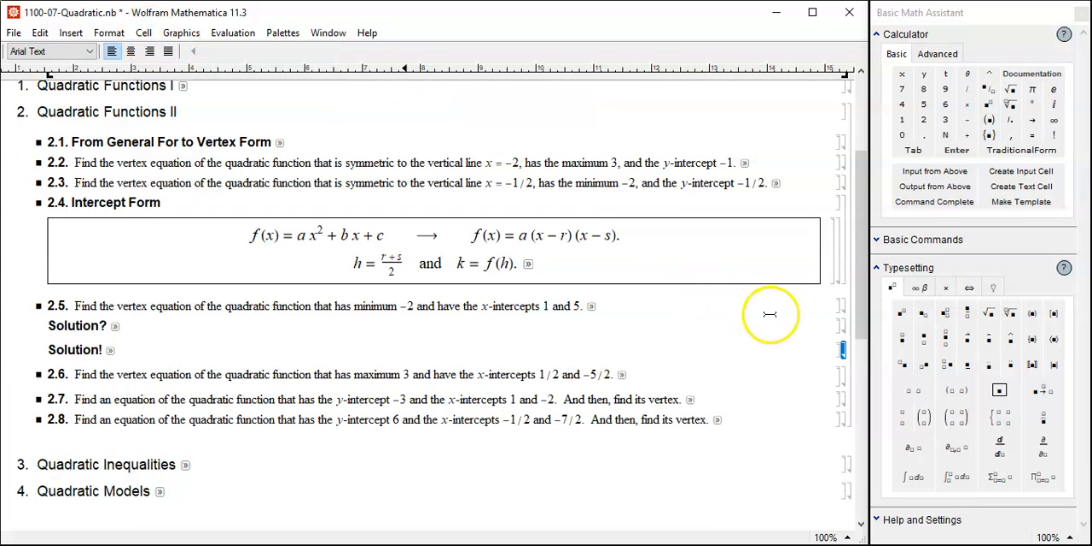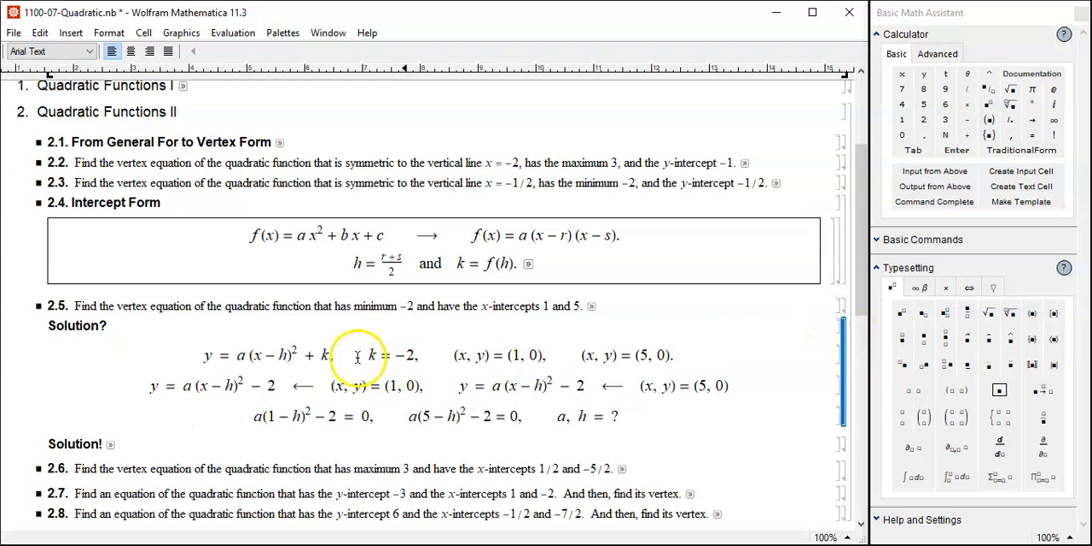Okay, let's recap both methods. First method, we are trying to work directly from that vertex equation. And then we have k equals -2, okay, minimum is -2 here. And then x-intercepts are 1 and 5, so 1, 0 and 5, 0. Plug those in and try to determine h. We ended up with a mess. I don't know a, I don't know h. And then we have a couple of quadratic equations to work out, a system of quadratic equations. It may not be impossible, but it's a mess.